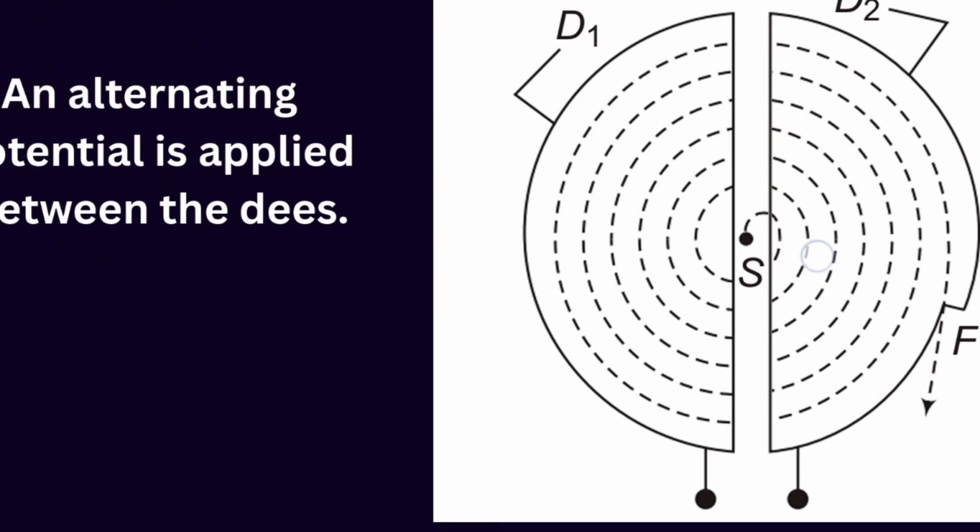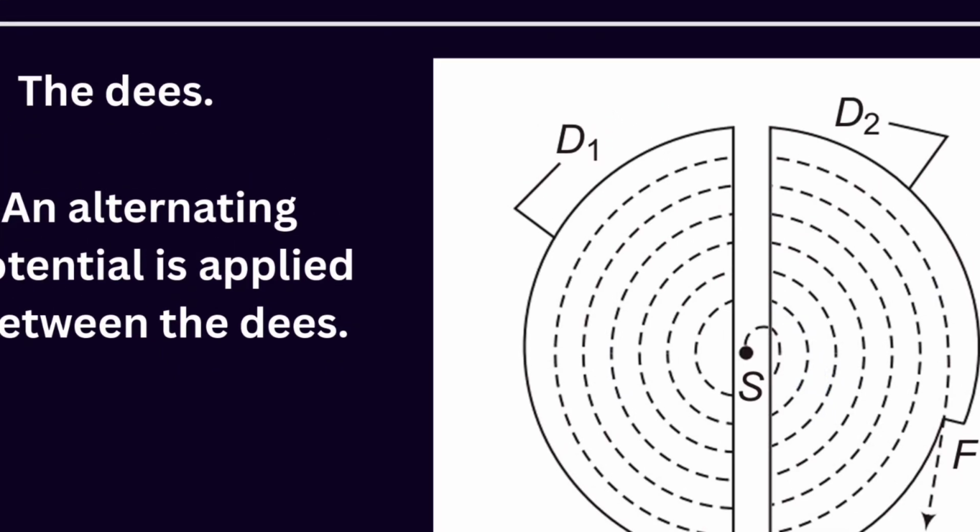Now between these Ds, an alternating potential is applied, right? Whenever this D1 part is positive, the other is negative, and again it changes, thereby accelerating the charged particle. This alternating potential only accelerates the charged particle.